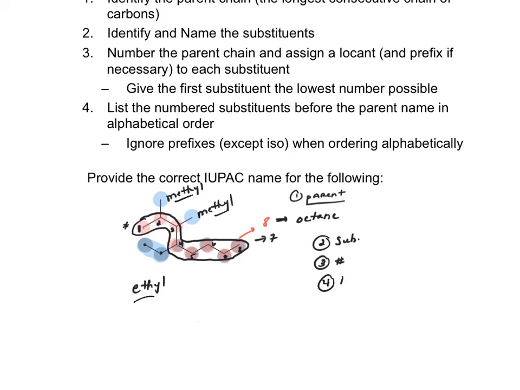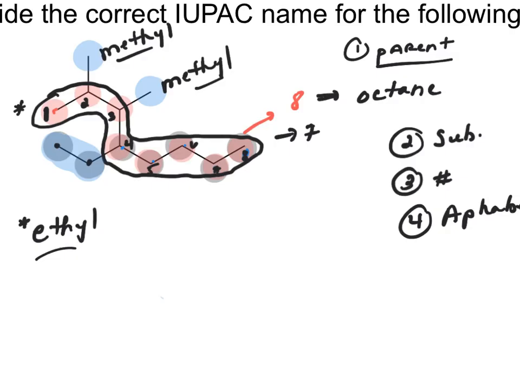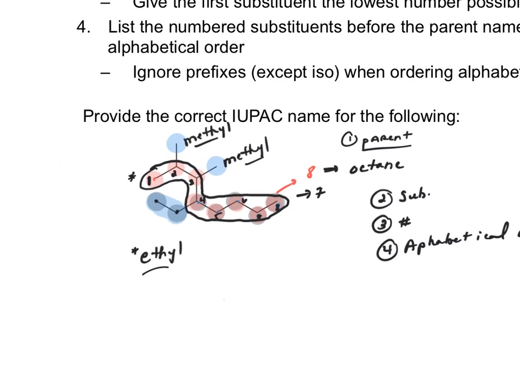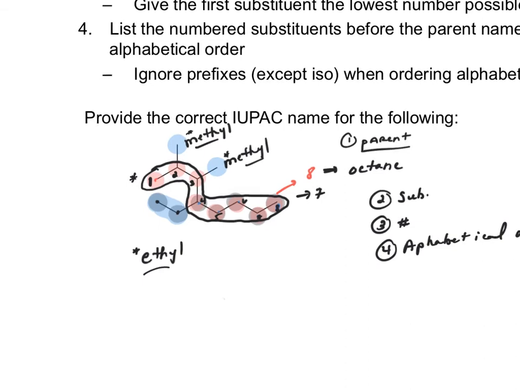So as we start to assemble alphabetical order, we're going to start with the substituent that comes first in the alphabet. And for this one, E comes before M. And so we're going to utilize E. E comes first, so the ethyl group we're going to list first.